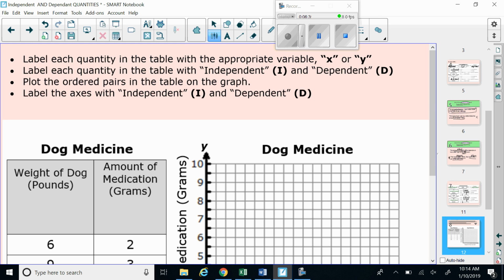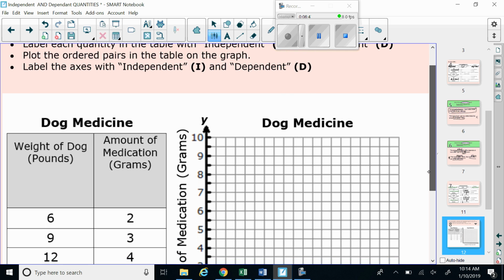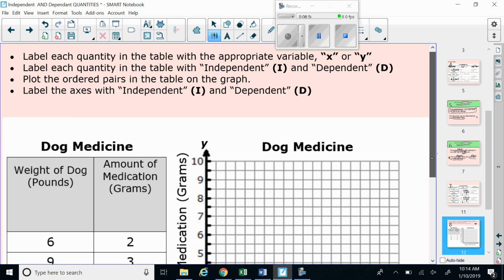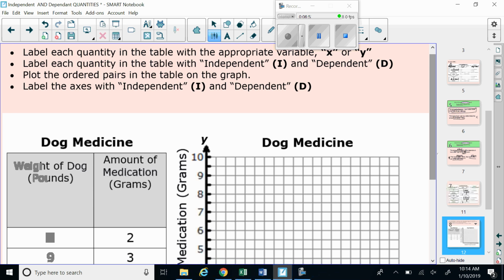Okay, so let's look at this graph. It says to label the quantity in the table with X and Y. So you have to think what makes sense. The weight of my dog is the X value, which means we know it's going to be the independent value, okay? Because it's the cause. If my dog weighs 6 pounds, then he gets 2 grams of medicine. So this becomes the Y, and this becomes the dependent, okay?